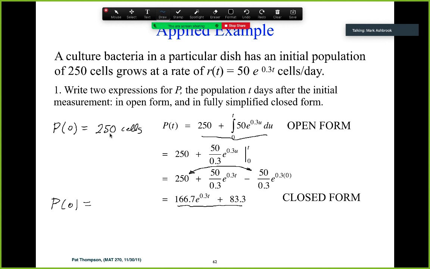So if P of 0 in the open form is 250 cells, then P of 0 in the closed form is 250 cells. And it is. 83.3 plus 166.7 gives the 250. Where did we get the 83.3 from? Adding together 250 plus or minus this, which is non-zero. So these two together are both constants. So when we simplify the closed form, we end up getting 83.3 as a constant. But it's not the function value at 0. The function value at 0 is still 250.